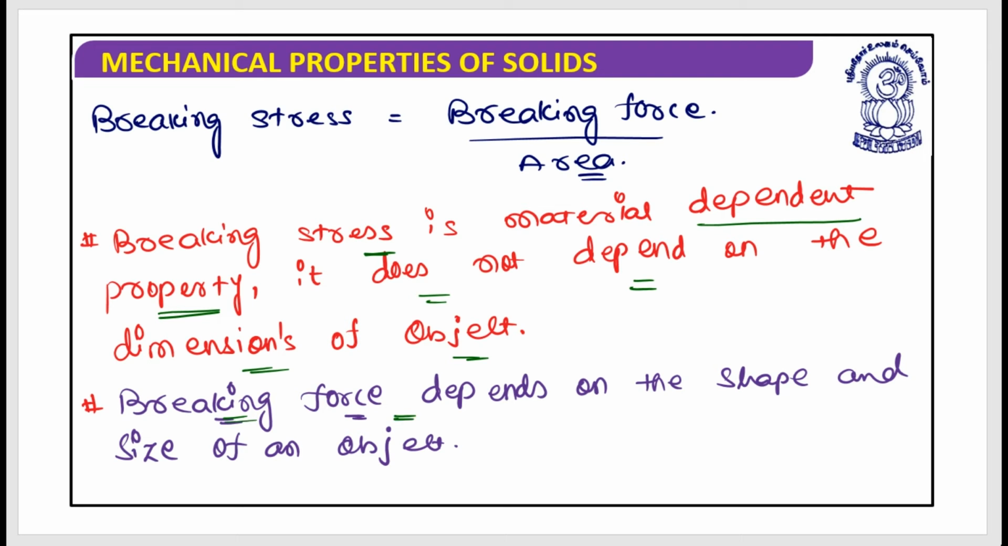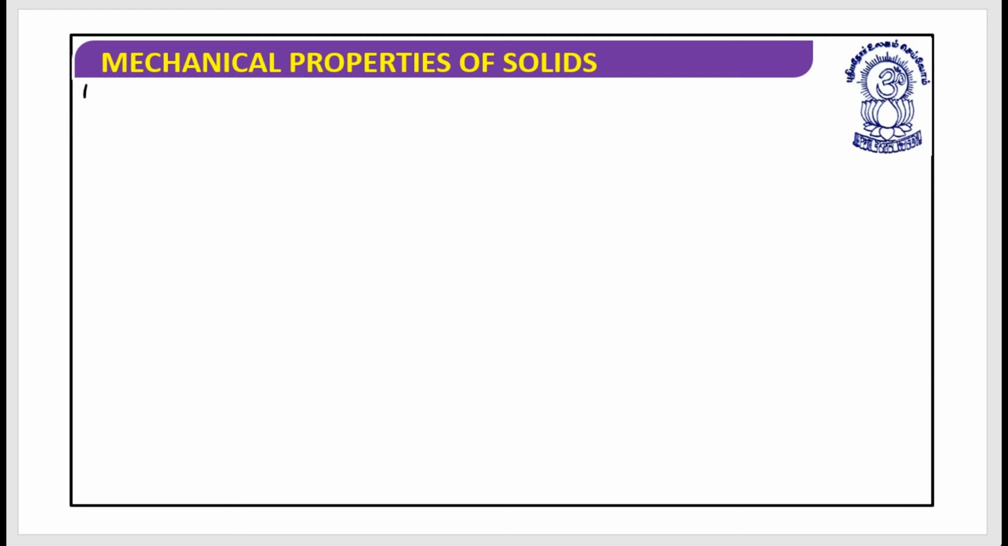But breaking force definitely depends on the shape and size of an object. If cross sectional area is different, breaking force is different. But if cross sectional area is same, it is going to be same. I hope this is clear. Is it clear? Let's work for the next question.